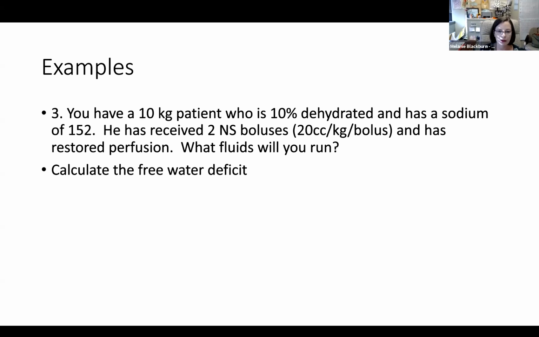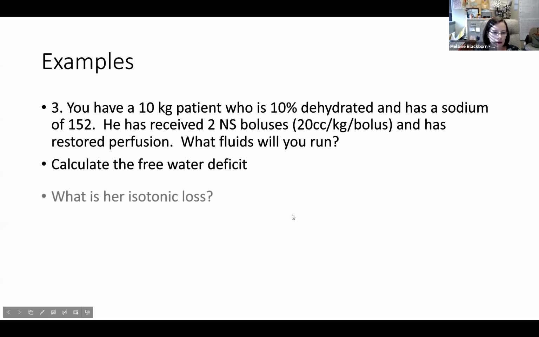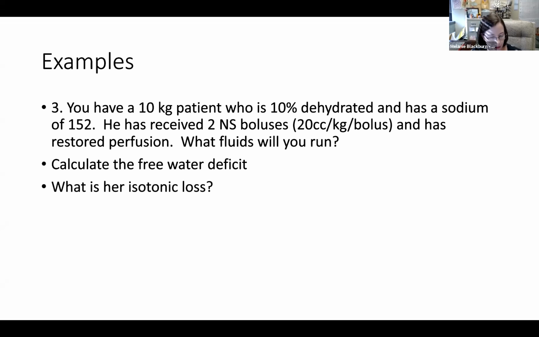Okay, so once you've calculated that free water deficit, how do we see what her isotonic loss is? So if she lost 10% of her weight in kilograms, that means she's a liter down, right? So a liter minus 514 is 486. So that's really her total fluid deficit minus her water deficit. Okay. And I'll tap this in the chat.